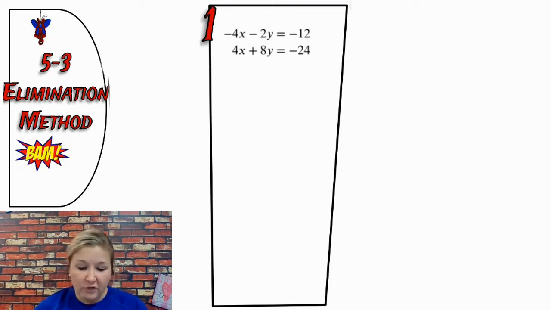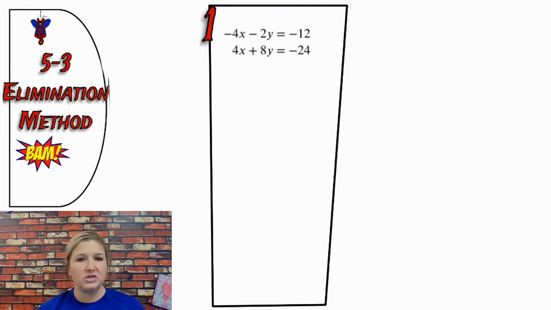So let's look at our first system of equations. So still two variables, two equations. We have negative 4x minus 2y is equal to negative 12, and 4x plus 8y is equal to negative 24. What we're going to look at here, you'll notice that I have a negative 4x and a positive 4x.